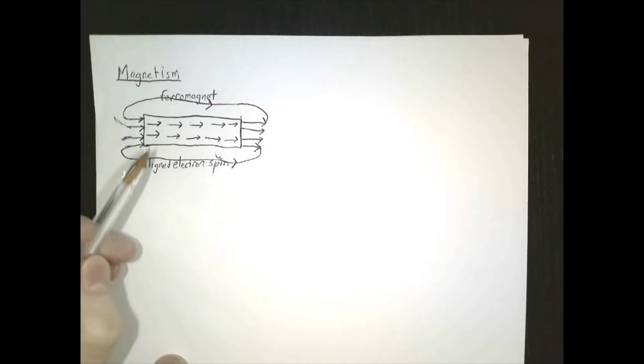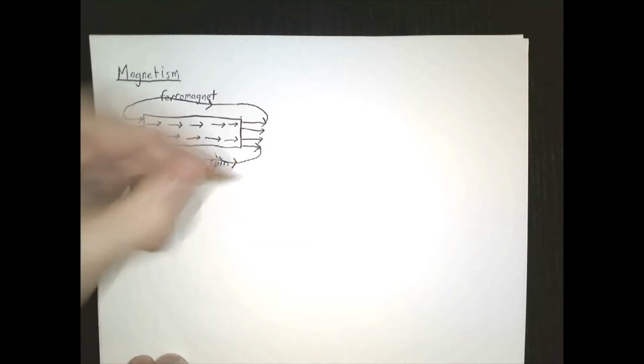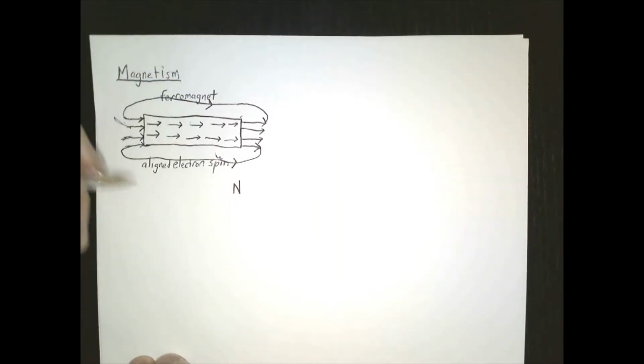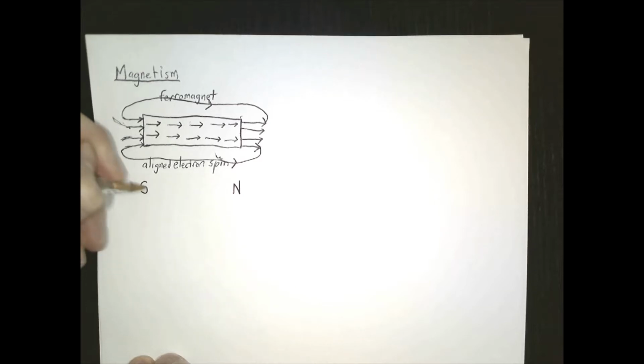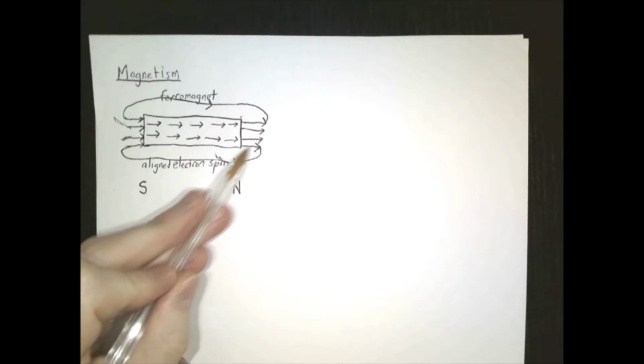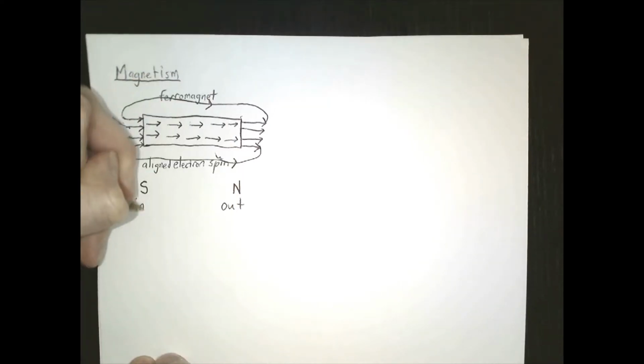So here's our ferromagnetism. We call the side where the magnetic field is coming out our north pole of the magnet, and the other end is our south pole of the magnet. Makes sense. So our north pole, our south pole, magnetic field always goes out of the north pole and into the south pole.